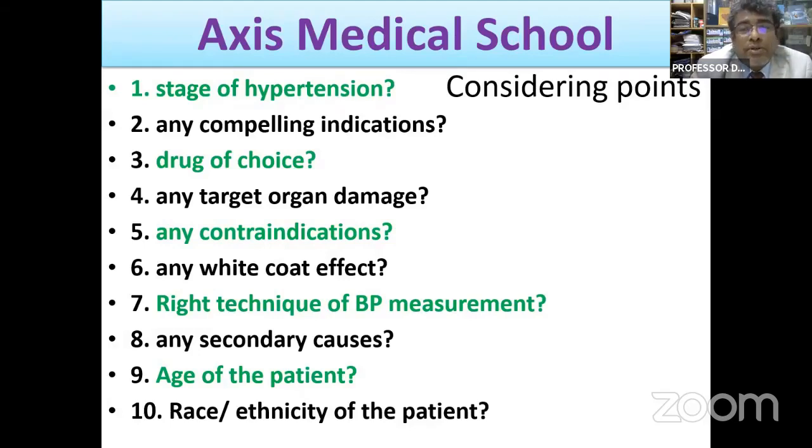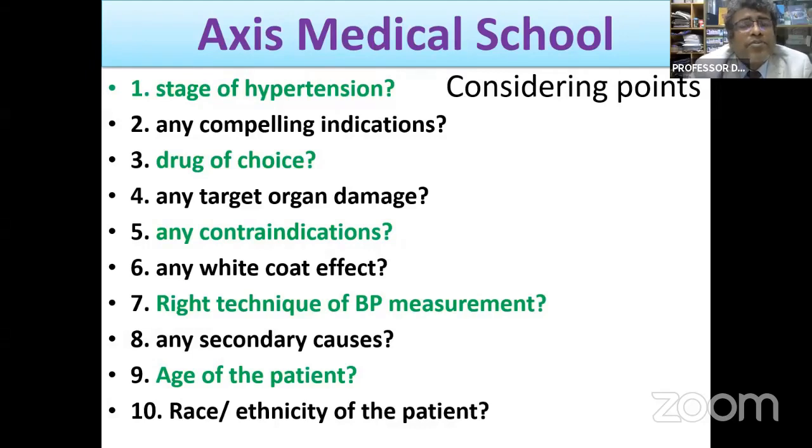And we also know that if the patient is suffering from diabetes, this patient may be at risk of diabetic nephropathy, or if the patient is already suffering from diabetic nephropathy, this patient should get an ACE inhibitor or ARB as the first line drug. So these are the compelling indications in those cases.